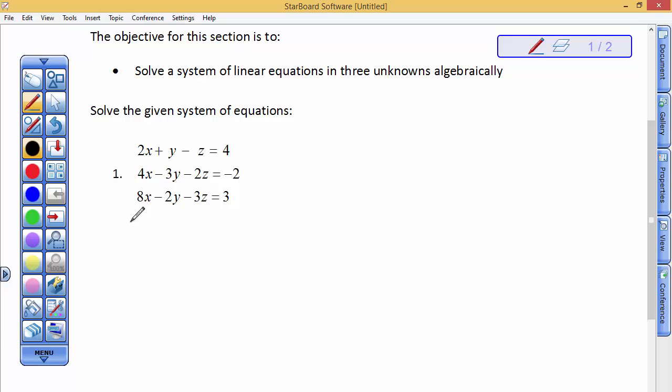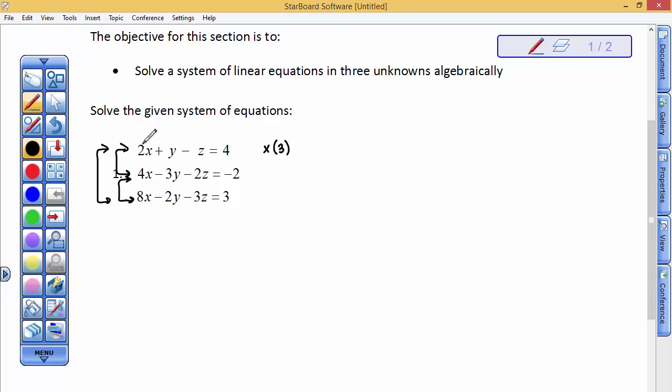Bottom line, I have to use 2 equations at a time, either those two, or these 2, first and third. So first and second, second and third, or first and third is what I've got to do. I'm actually going to choose to get rid of the letter y because I've got a plus sign here and a minus sign there. So I could multiply equation 1 by the number 3.